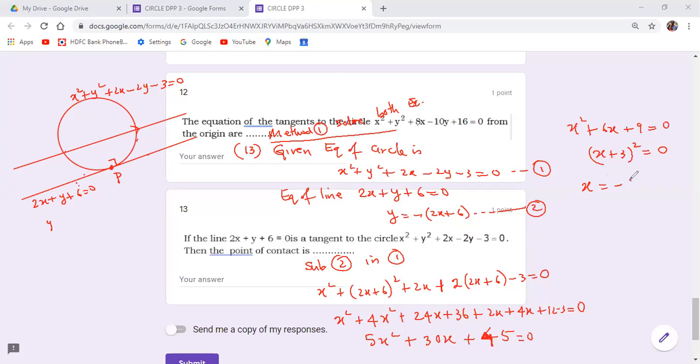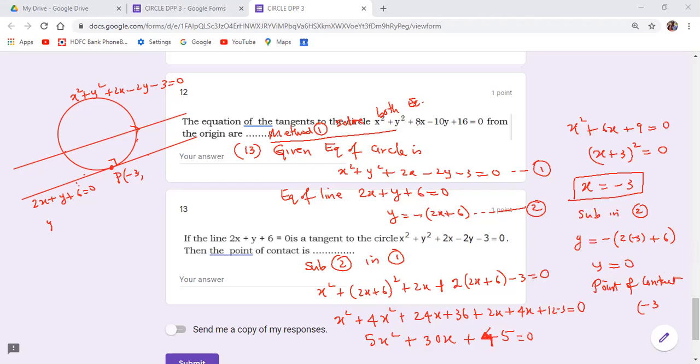So x coordinate became -3. Once you get x coordinate, this point has x coordinate -3. Now if you put x as -3 in it, you'll get y coordinate. Substituting in 2, y is equal to -2 into -3 plus 6. So y equal to 0. So the point of contact is -3, 0.